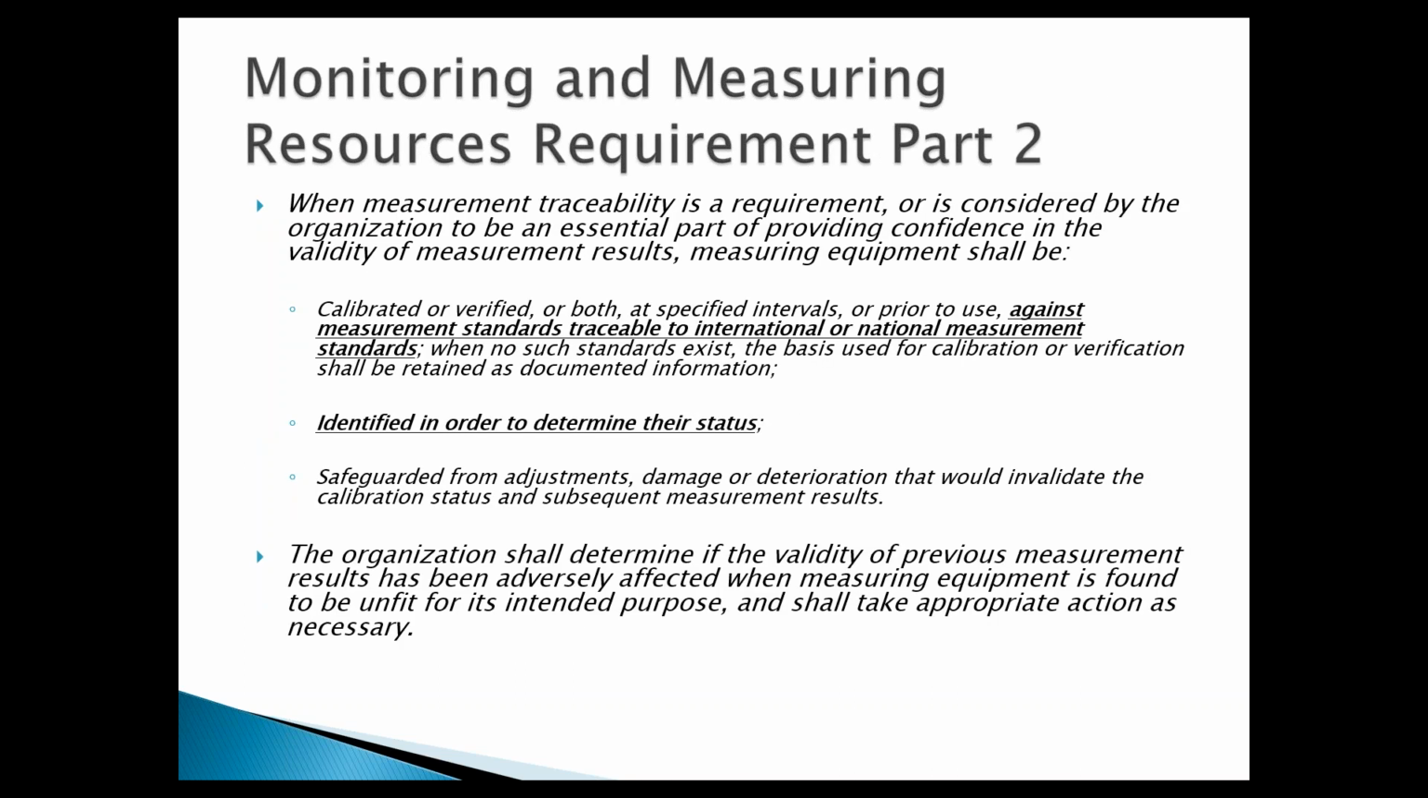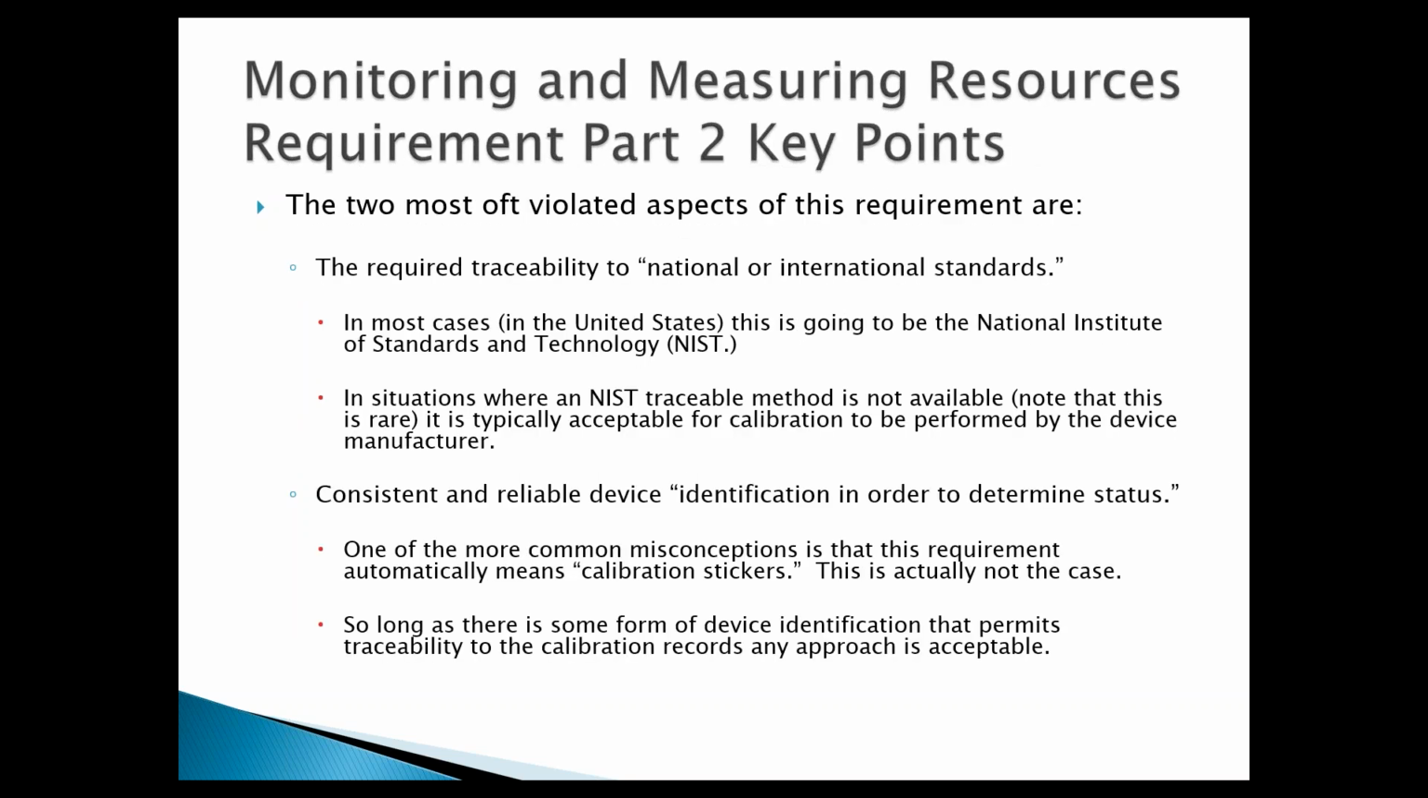Okay. Now there's a lot of verbiage here. I want to try to highlight the key pieces. Again, measuring equipment shall be, first of all, calibrated or verified, or both, at specified intervals against measurement standards traceable to international or national measurement standards. Measuring equipment shall also be identified so that we know what its status is, and then obviously safeguarded, and if found to be invalid later, have a process for looking at prior measurement results. So our key takeaways here, and the two most commonly cited items in terms of nonconformances.